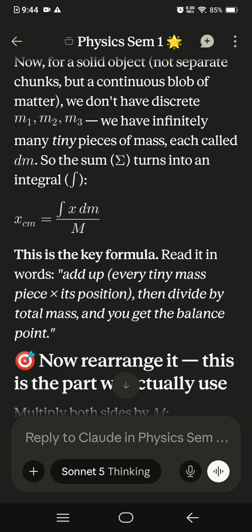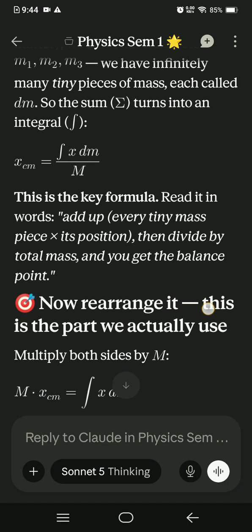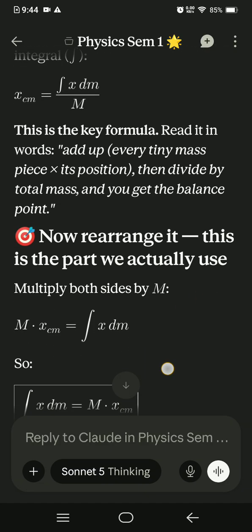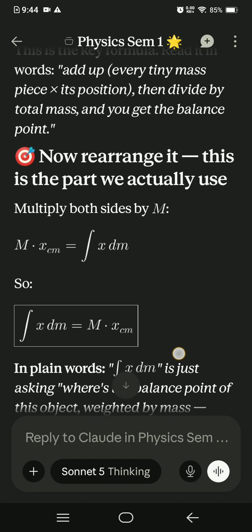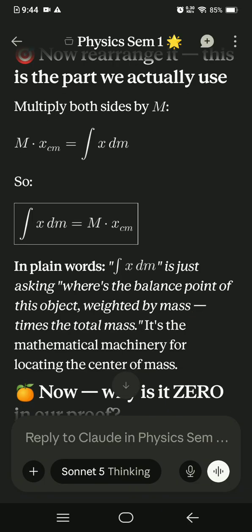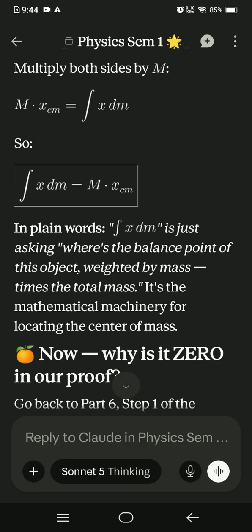Add up every tiny mass piece into its position, then divide by total mass and you get the balance point. Okay, so now rearrange this. This is the part we actually use. Multiply both sides by m. So now ∫x dm equals m times x_cm. In plain words, this is just asking where is the balance point of this object, weighted by mass times the total mass. It's the mathematical machinery for locating the center of mass.